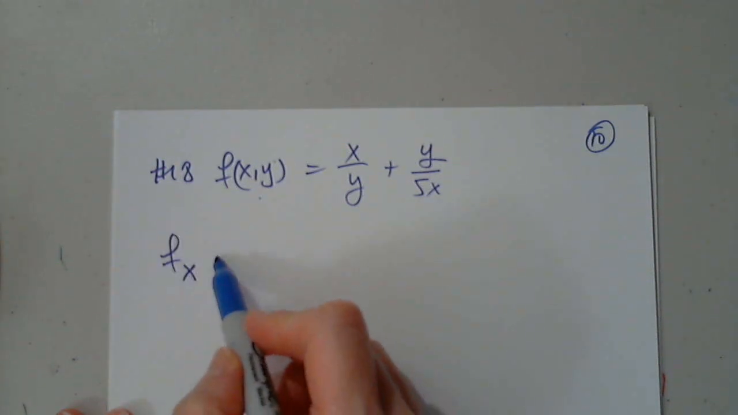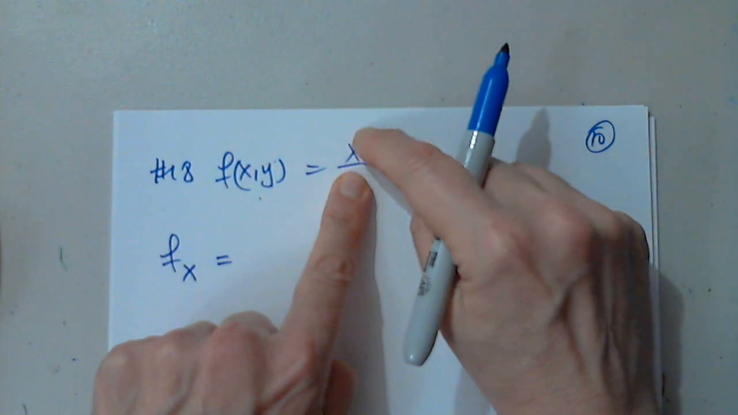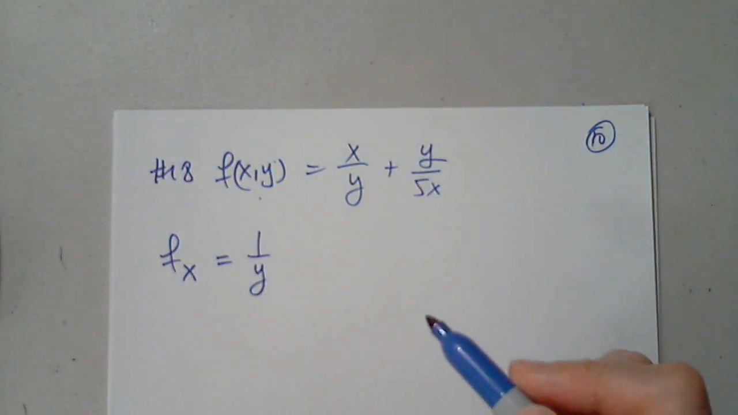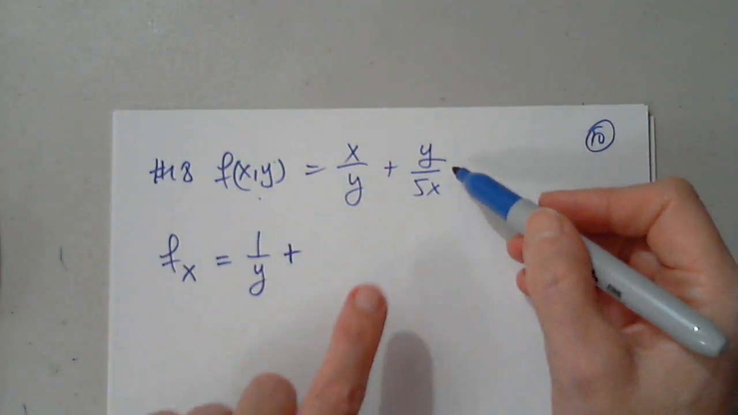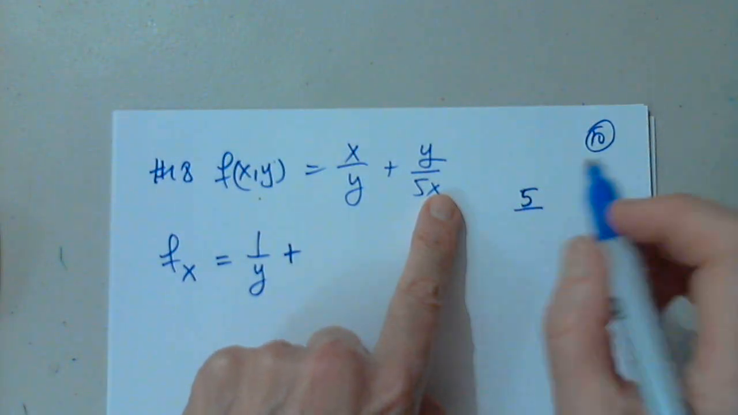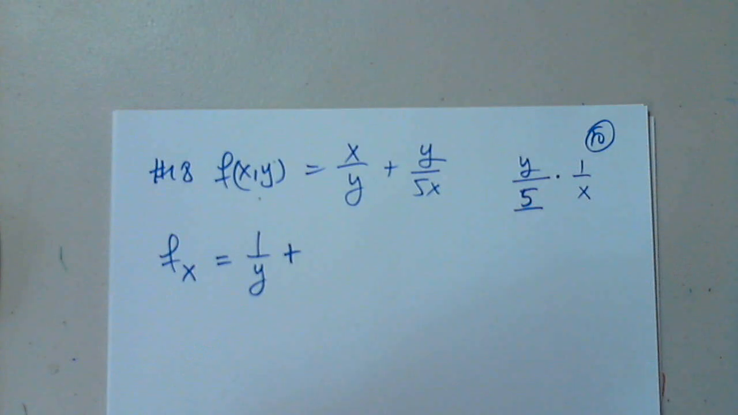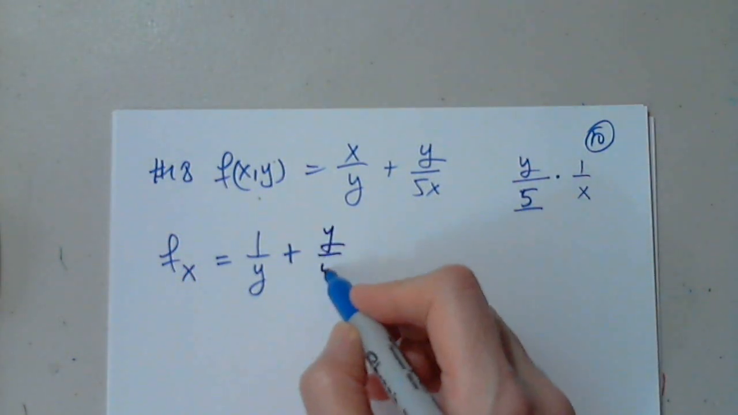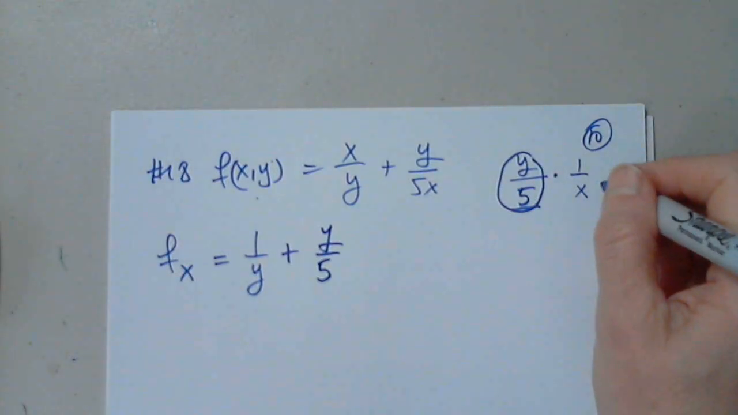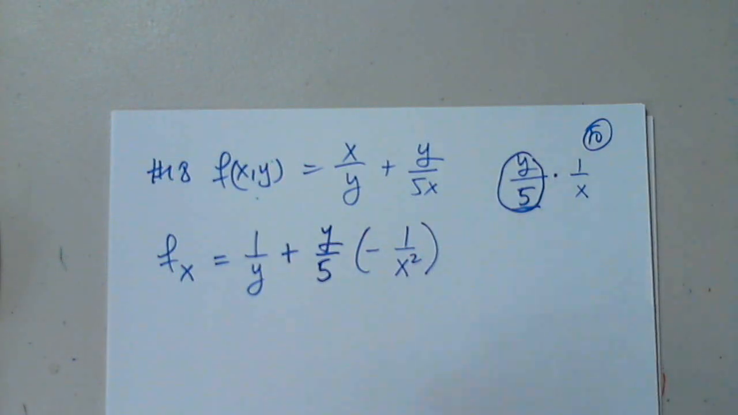So fx, when I differentiate with respect to x, x prime is 1, but I still have 1 over y. Plus, now careful, because now x is in the denominator, so I have y over 5 times 1 over x. So y over 5 has to stay. It's the constant in front. But when I differentiate 1 over x, I hope everyone remembers it is negative 1 over x squared.